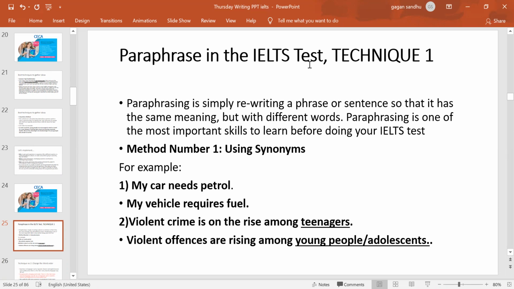Now with a simple example first, my car needs petrol, right? I can write my vehicle requires fuel. So these two sentences have different words but share the same meaning. So this is paraphrasing. The second is like the same example, violent crimes are on the rise among teenagers. So I'm writing violent offenses are rising among young people or adolescents, right? So this is how we do the paraphrasing of the statement.